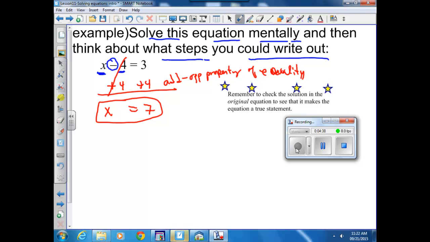So, and why did we add 4? Because negative 4 plus 4, this minus 4 plus 4, they cancel. And that's the whole goal, is to isolate x. Goal achieved. Isolate x. Okay.